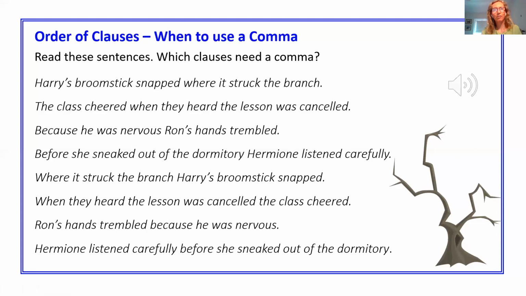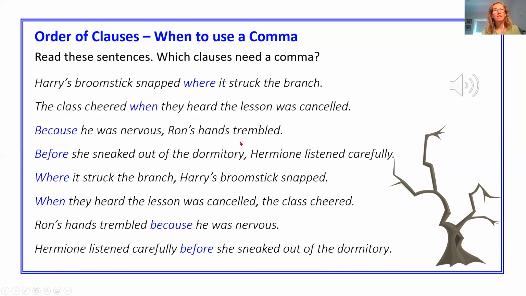Well done, Year 3, you've had a go at that and you've managed to put the commas in the correct place. Let's have a look now at the answers. So you can see that the comma goes in sentence number 3, number 4, number 5 and number 6. So let's read these and we can see that the subordinate clause is at the beginning.